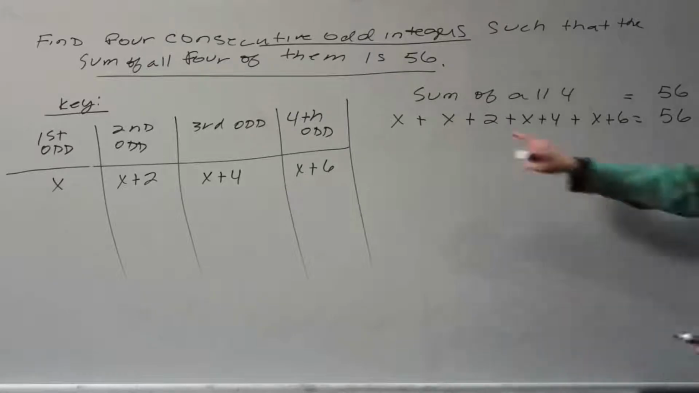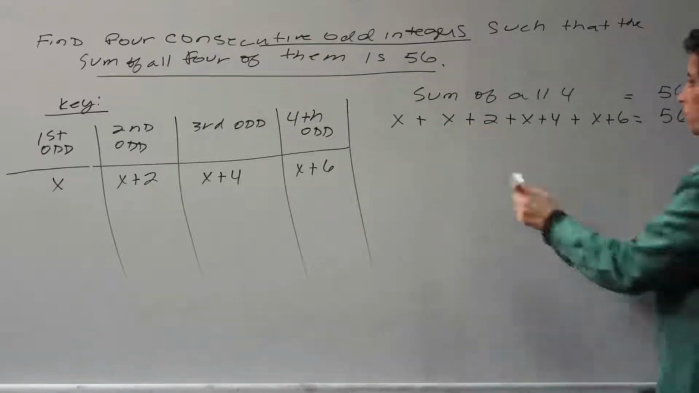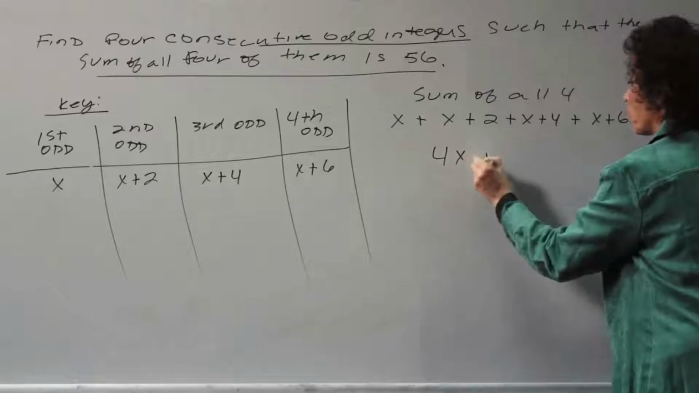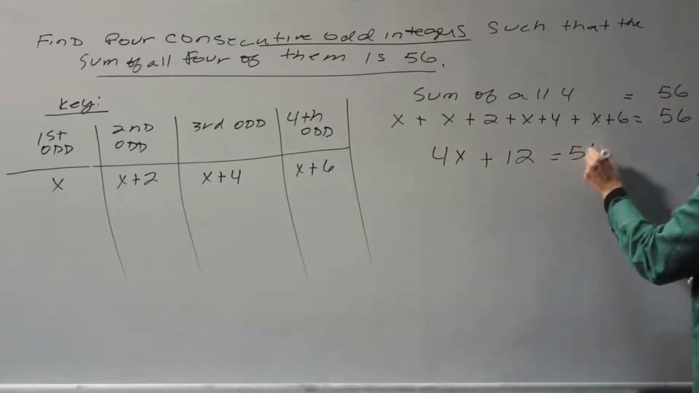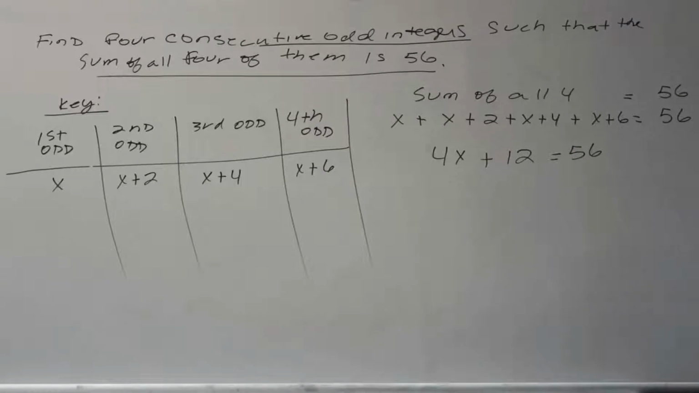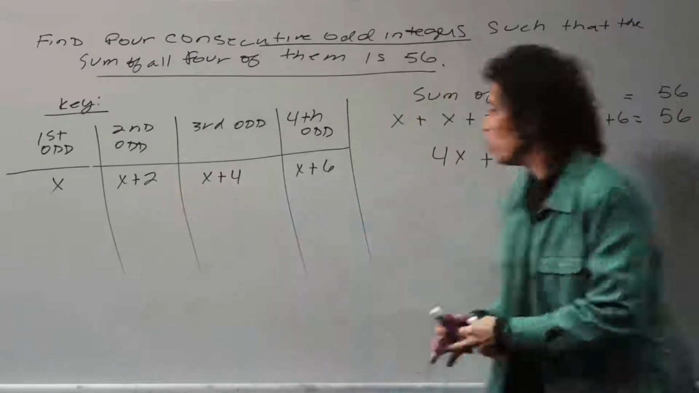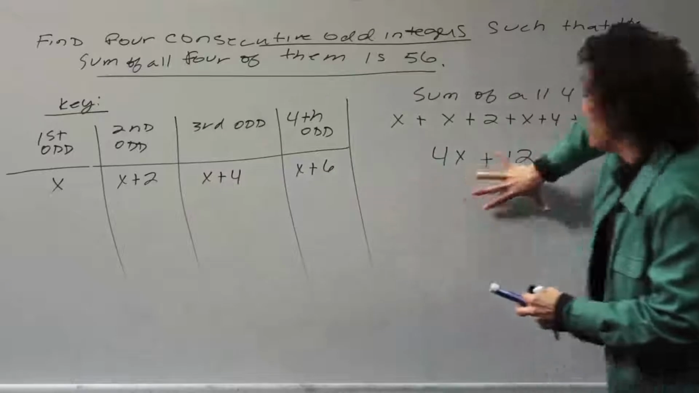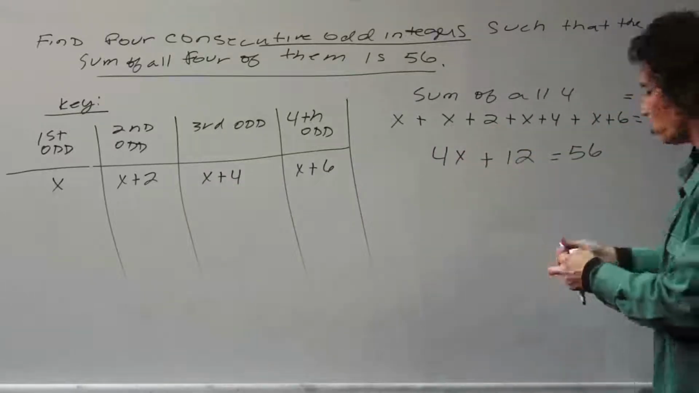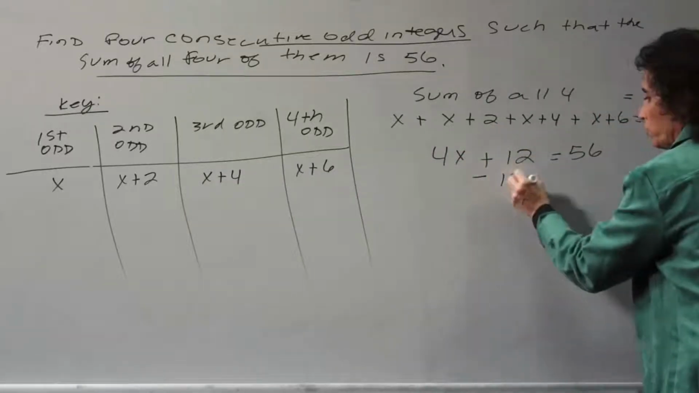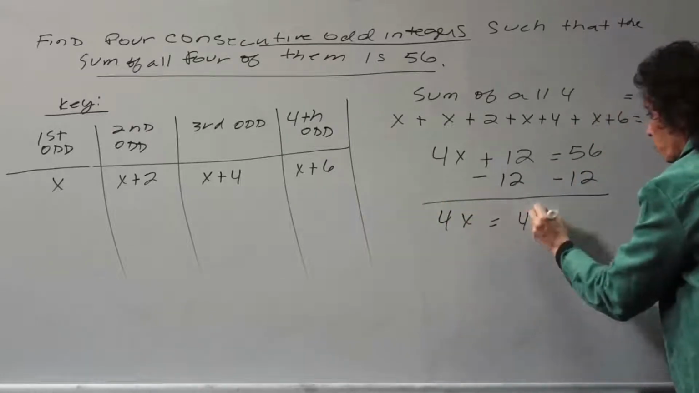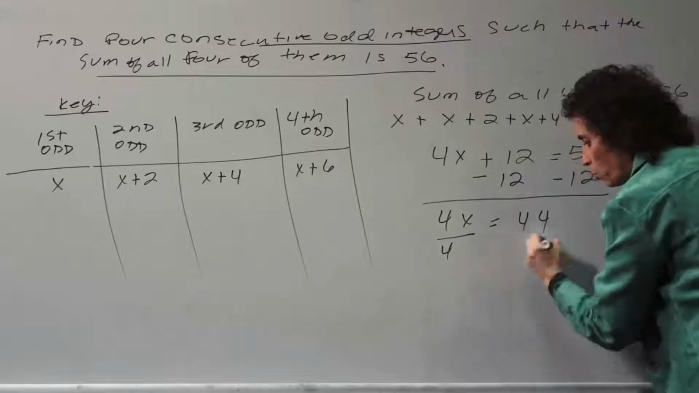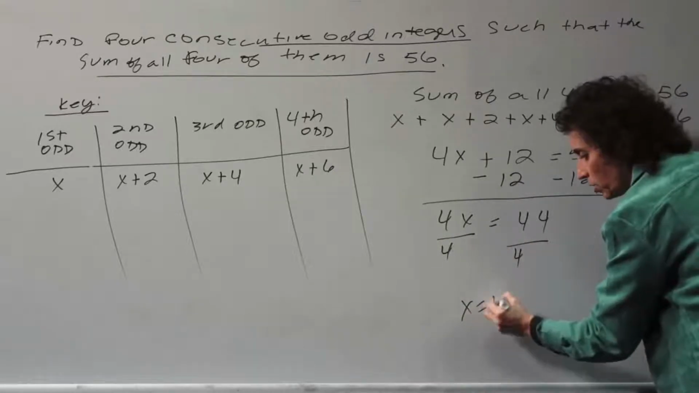Now we just solve this. 1, 2, 3, 4 x's. 6 plus 4 is 10, plus 2 is 12. This is so cool. I love these. Now listen, sometimes you have a key and you don't even use every single one of these in the equation. It's really kind of cool. Okay, we subtract 12. We subtract 12. 4x equals 44. Divide by 4. Divide by 4. X is 11.